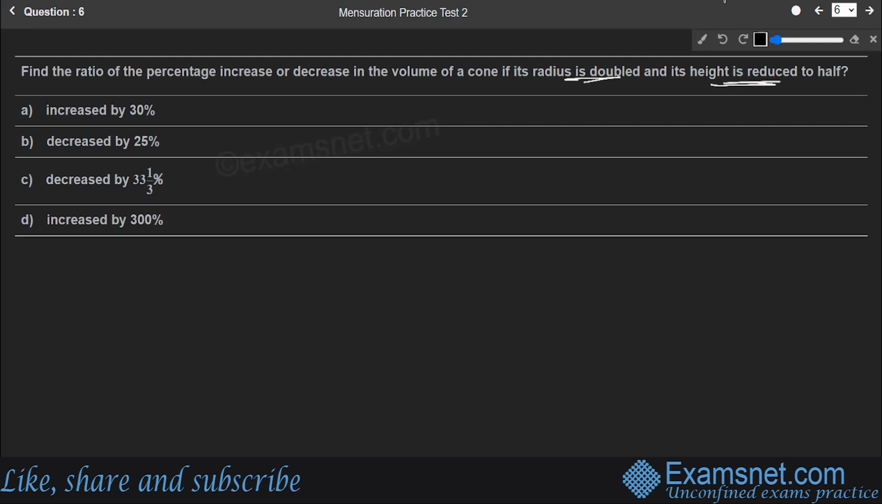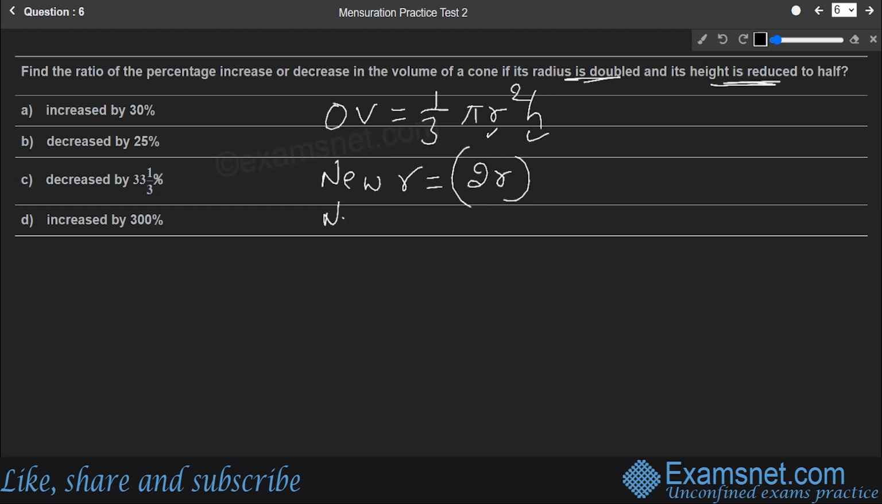So let's say the original volume is given by 1 by 3 pi r square h. This is the original volume with original radius r, original height h. Now he says the radius is doubled, so the new radius is double the original radius, that is 2r. Similarly, the new height is nothing but height reduced to half, so h by 2. So these are the new radius and new height.